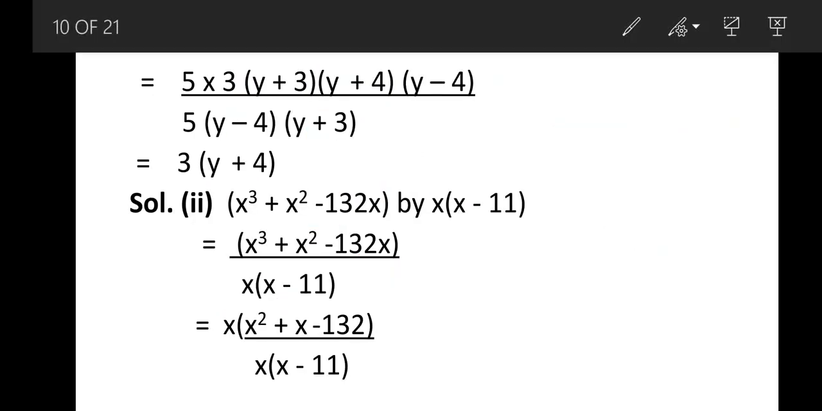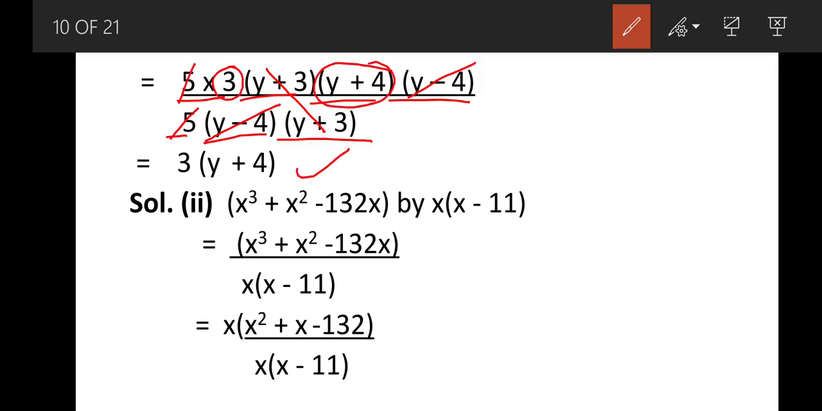So now I have written it like this: 5 into 3 bracket (y plus 3), (y plus 4), (y minus 4), to be divided by (5y minus 4), (y plus 3). We have solved the dividend as well as the divisor, and now we need to cancel out the common factors. y plus 3 will get cancelled with this y plus 3, y minus 4 will get cancelled with this y minus 4, and 5 will get cancelled with this 5. So we are left with 3 and y plus 4. So your answer is 3 bracket y plus 4.